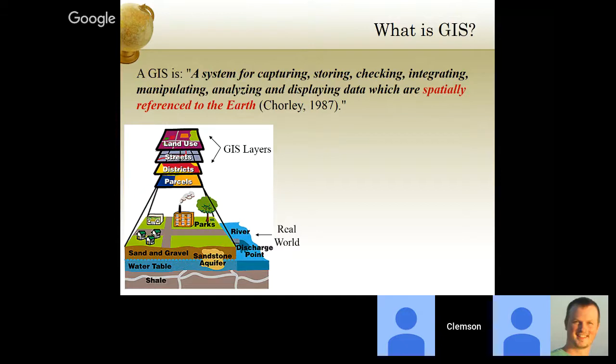And because they're spatially referenced, we can stack things all on top of one another and then look at them all together. So we can analyze relationships and distributions across space. So a GIS is going to break the world up into these thematic data sets we call layers.